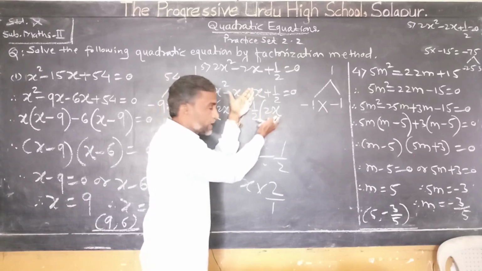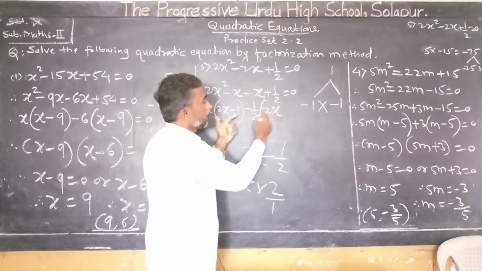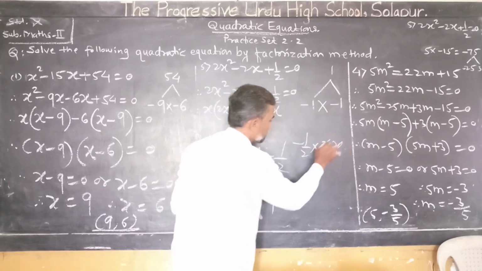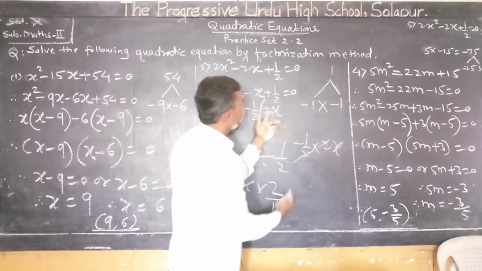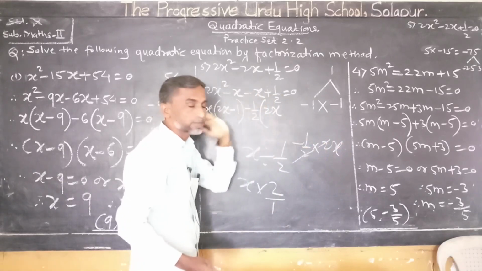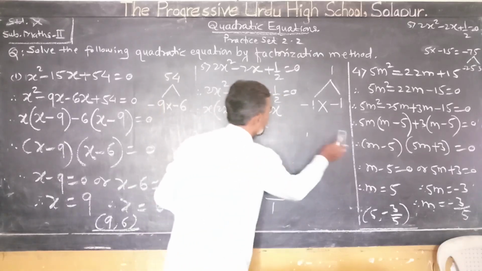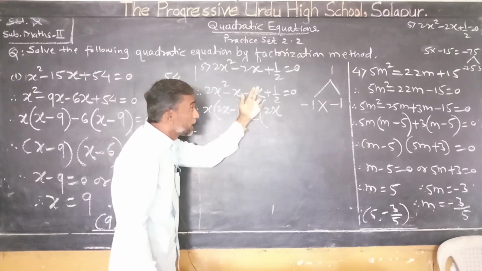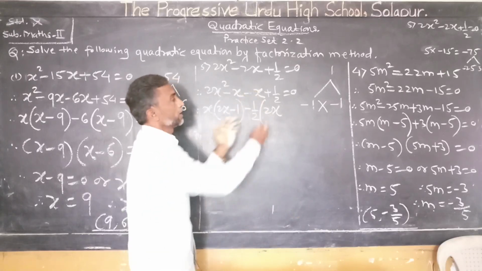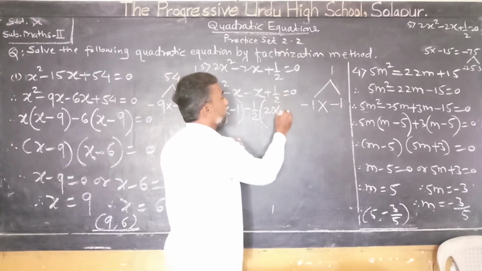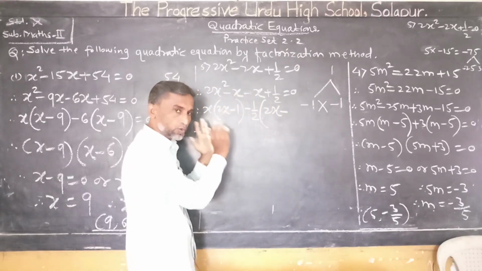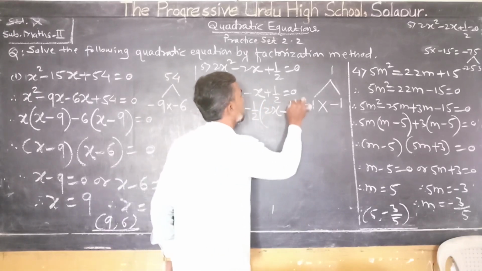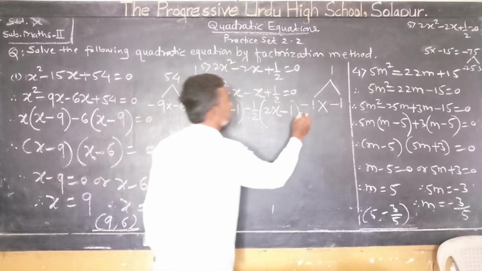For your satisfaction, you can open the bracket. Minus half into 2x, 2 cancel, x will remain. Minus as it is. So, when you take half common in the bracket, 2x will remain. This plus will become minus as we have taken minus common. Now, half we have taken, only 1 will remain. Is equal to 0.